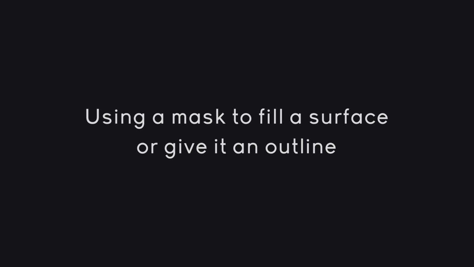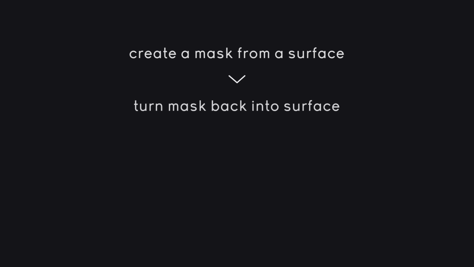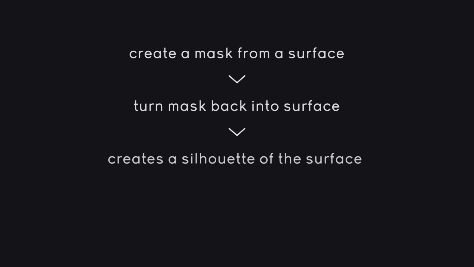And instead, let's use a mask to color in a surface or to give it an outline, which is something you can do fairly easily with a mask. Essentially what we are going to do: we are going to take the surface we already have. Then from this surface, we are going to create a mask. And then this mask we are going to convert back into a surface. And this is essentially going to give us a black and white version of the surface we just created.